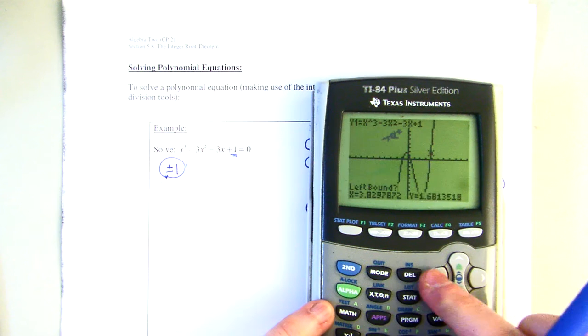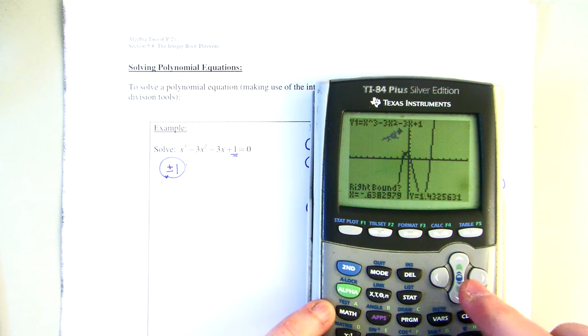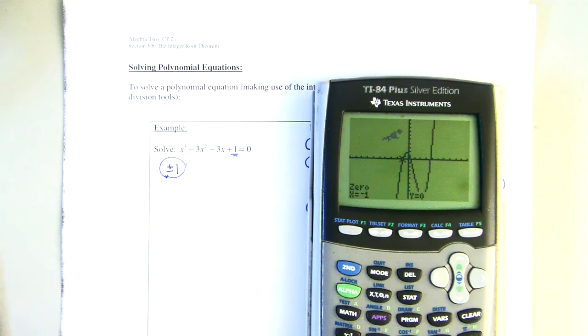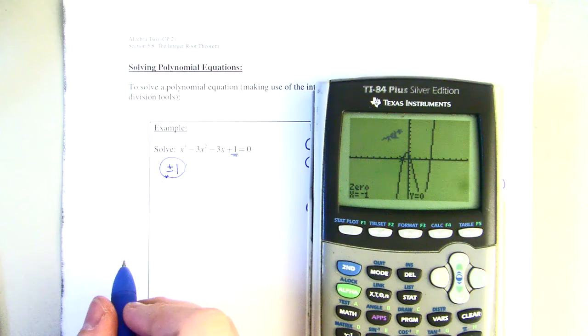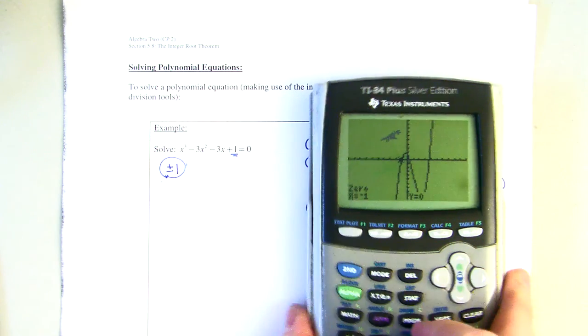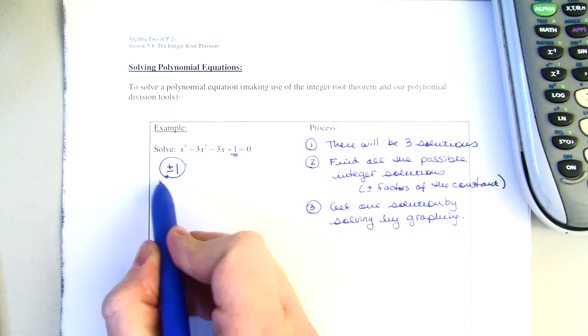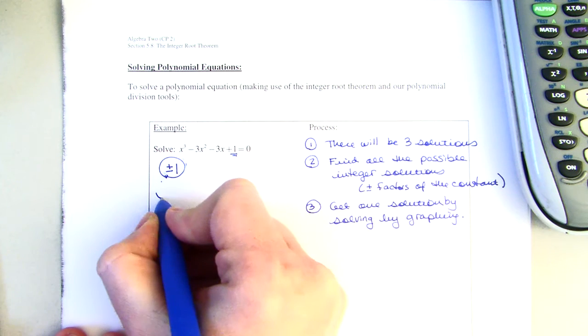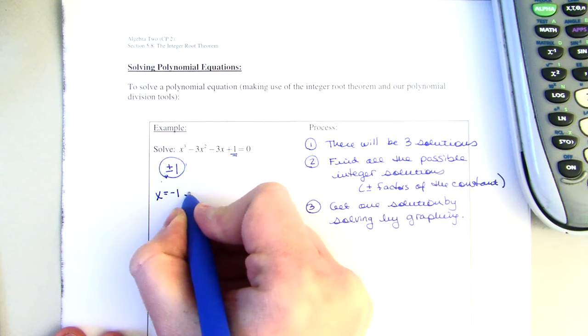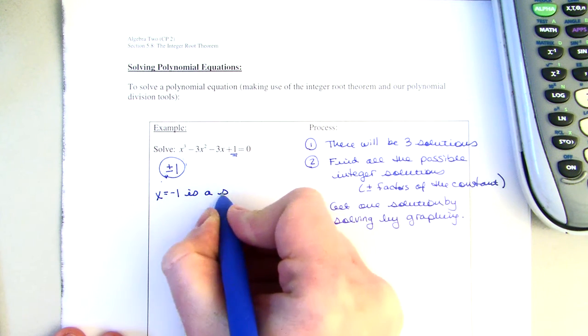Second, calculate 0. I'm going to go try to find that first x-intercept. And yeah, I'm getting x equals -1. X equals -1 is the option from this list that was actually a solution. So I know x equals -1 is a solution.